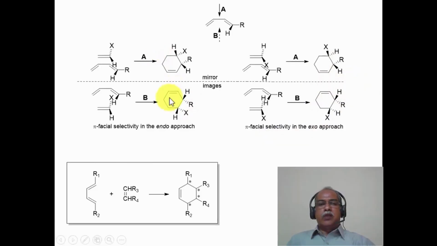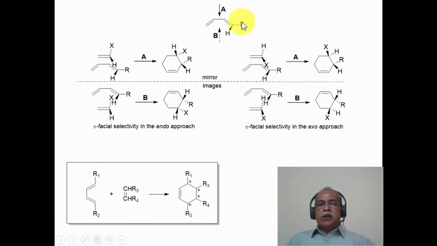Now, these two structures, which are divided by this dashed line, which is the mirror plane, are mirror images of each other, so they are enantiomers. So, A and B are truly enantiotopic faces, and they produce enantiomers. Similarly, these two molecules are also enantiomers, but if you take this molecule and compare it with this molecule here, in other words, the endo approached molecule and the exo approached molecule, they are diastereoisomeric in nature.